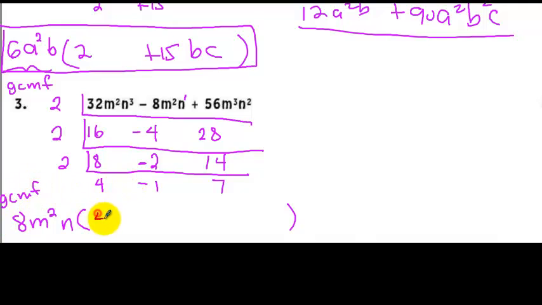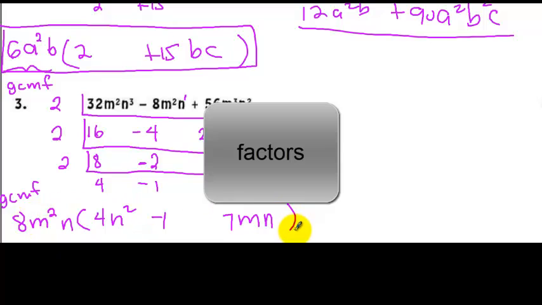Just bring down your numbers here. Now, if we remove m squared and n from this, we will have n squared. Removing m squared n here, it's just equal to 1. So 1 times negative 1 is just negative 1. Removing m squared from m cubed, we'll get m. Removing n from n squared is equal to n.